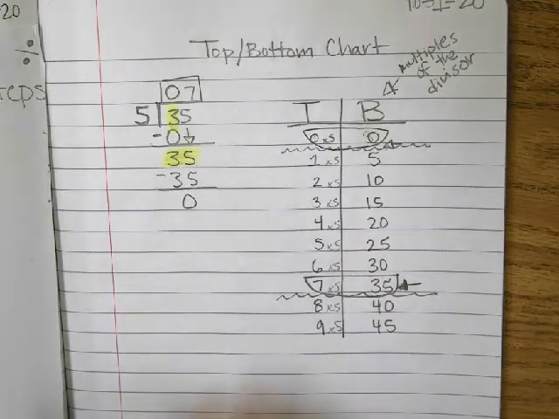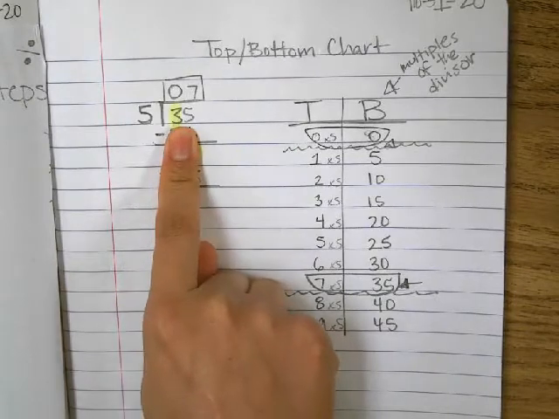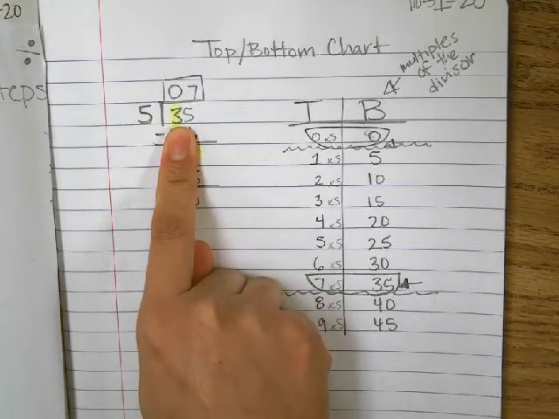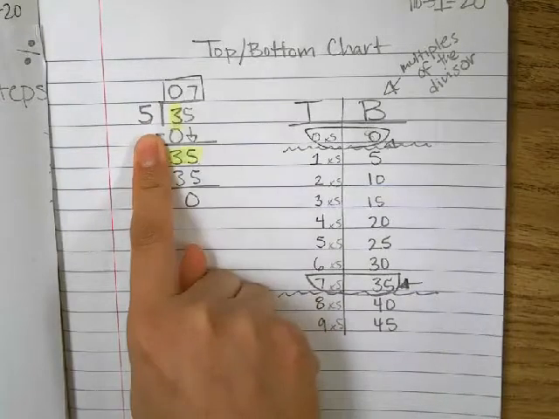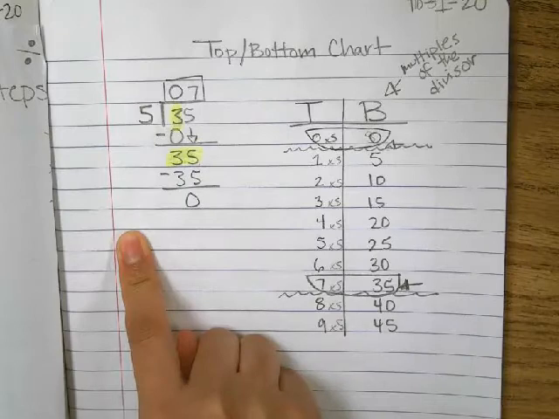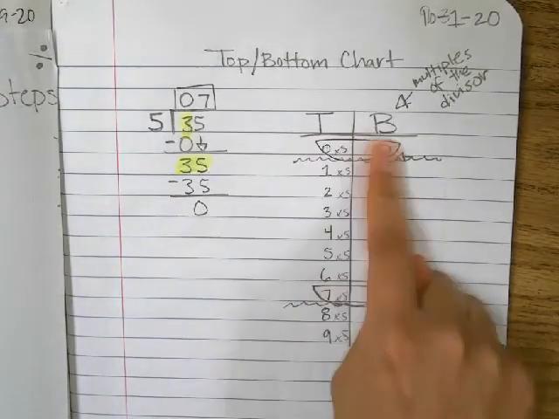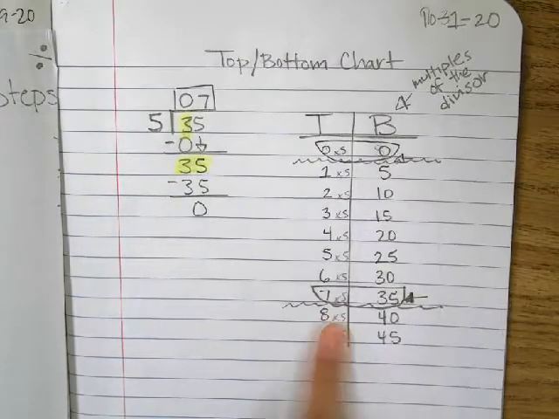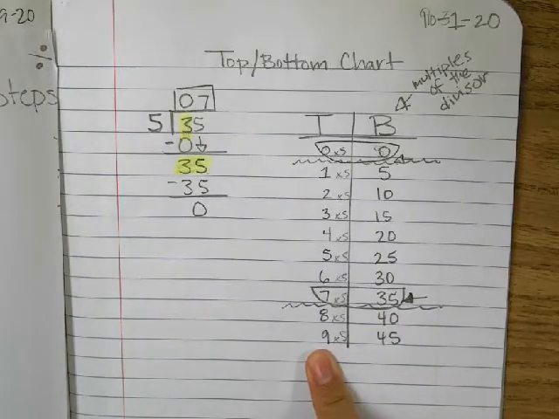So again, we have our number, which is our dividend, the one that's in the house, and then our divisor, which is 5, so it's outside of the house. The first thing we do when we're dividing is we set up our top and bottom chart. We're going to list 0 through 9. We always do that. It's the same thing every time.